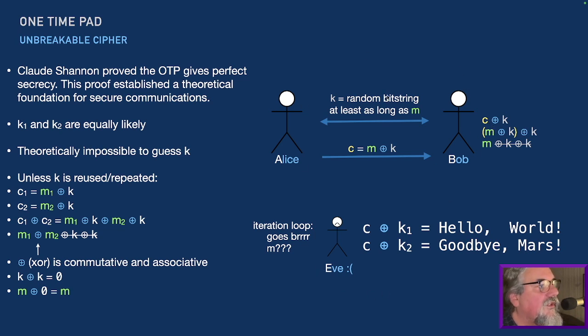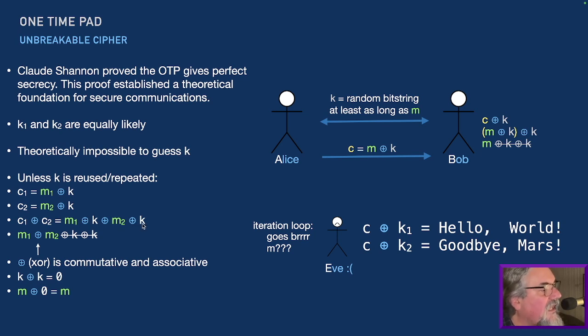But for this to be secure, the one-time pad, the key K must never repeat, because look what happens if K repeats, if the key is repeated. So let's say Alice sends one message to Bob, M1 XOR K. And then Alice sends another message to Bob, but she reuses the same K. Look what happens. Eve can take the first ciphertext, XOR the second ciphertext, and look what happens.